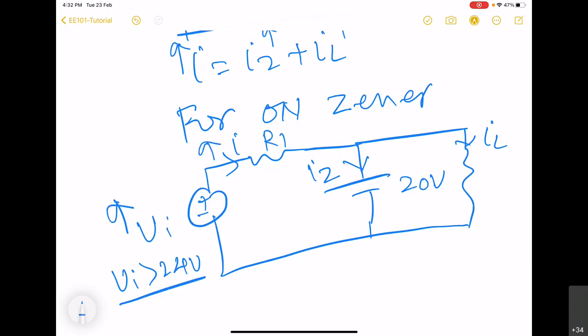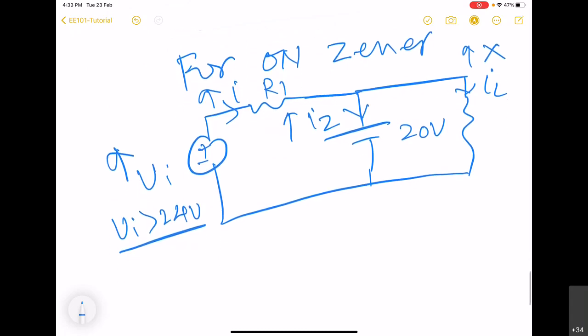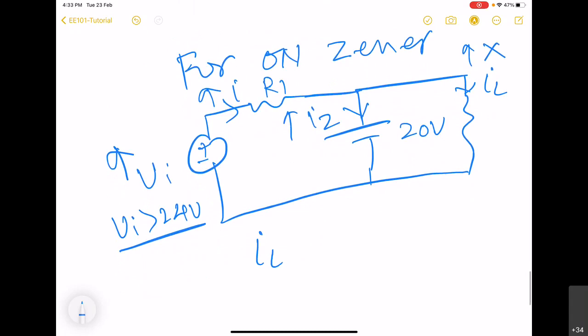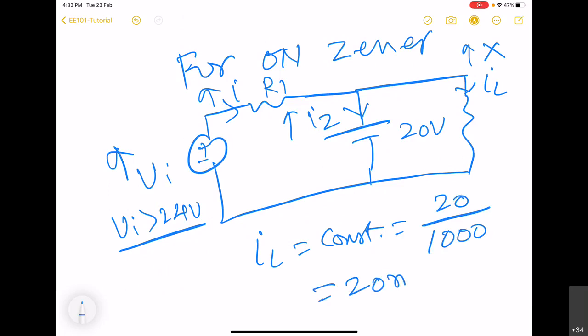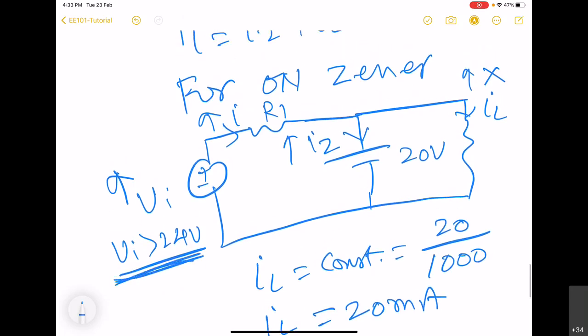Right. So when Vi increases, I increases. So this IL cannot increase. This cannot increase. So the only increment that will happen is in the current through Zener. So IL gets fixed. IL is constant once Zener is on, and that is going to be 20 volt divided by 1000. That means 20 milliampere. So load will always get this much of current as long as Vi is greater than 24 volt.